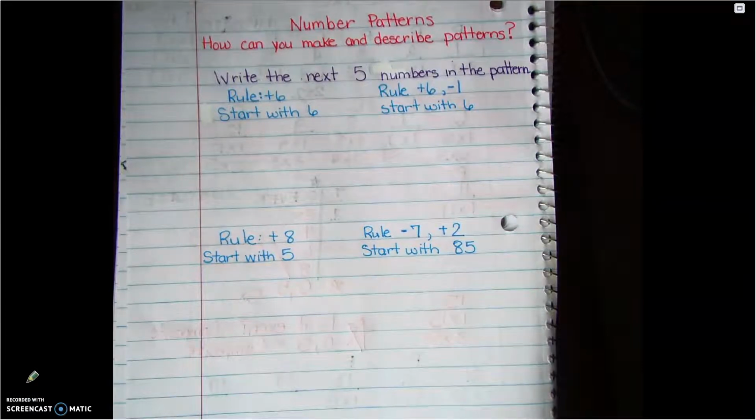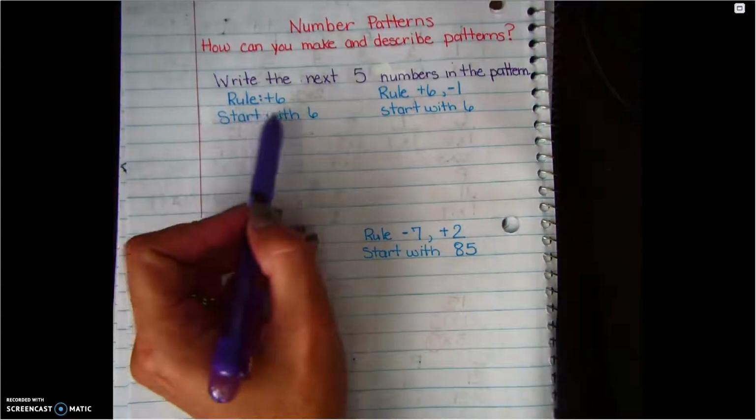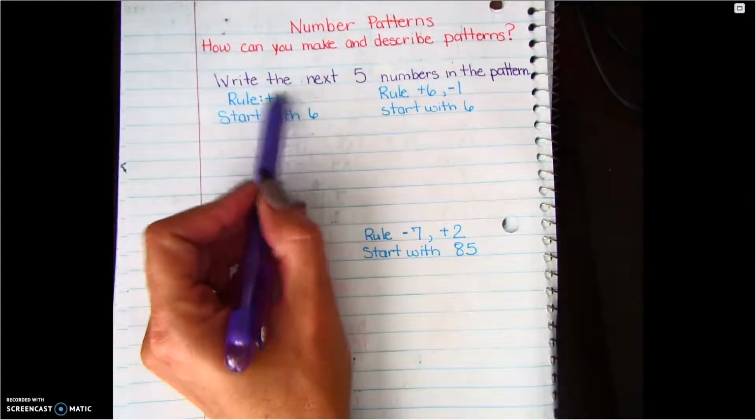Alright, so today we're going to talk about number patterns. It says, how can you make and describe patterns? So the tool that we're going to use for this one, I call it the in and out box. So first you have your rule. So our rule is we're going to add 6.